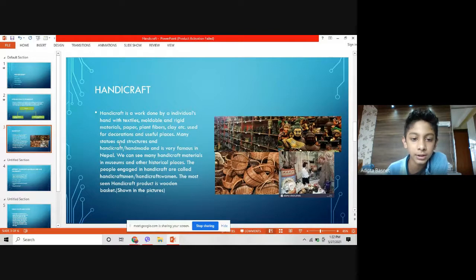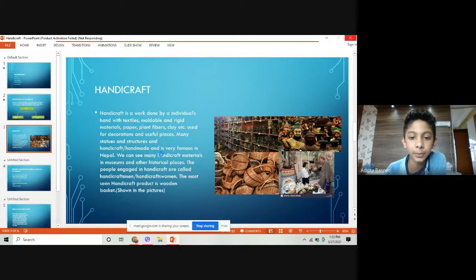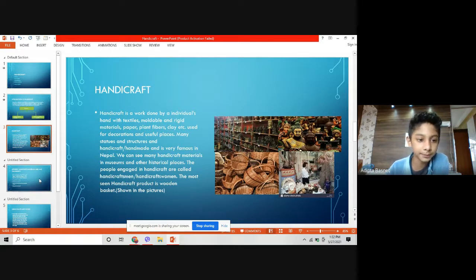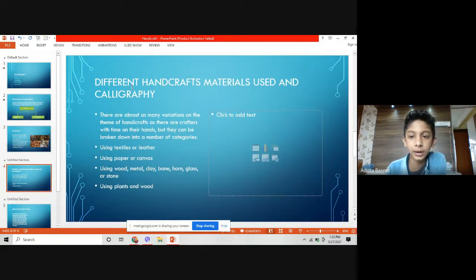Many statues, structures and handmade handicrafts are very famous in Nepal. We can see many handicraft materials in museums and other historical places. The people engaged in handicrafts are called handicraftsmen and handicraftswomen. The most common handicraft product is the wooden basket. Different handicraft materials are used, and calligraphy. There are almost as many variations on the theme of handicrafts as there are crafters with time on their hands, but they can be broken into a number of categories.